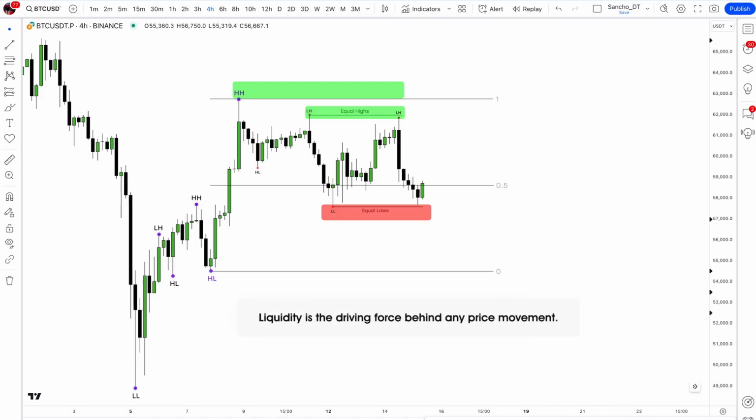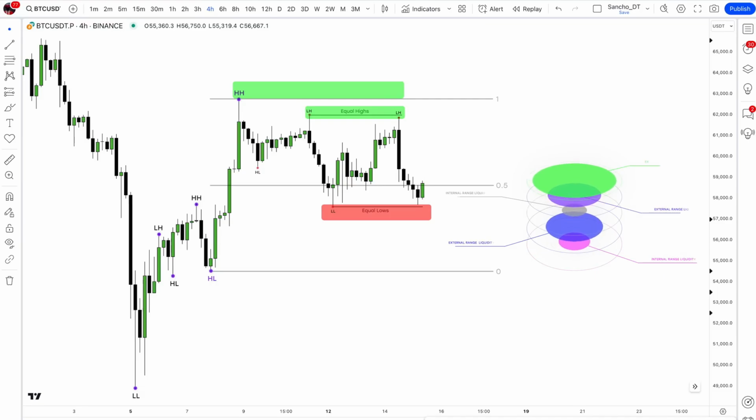Liquidity is the driving force of any market movement. The market moves cyclically, transitioning from one liquidity zone to another, creating patterns observed across all markets and timeframes. To better understand this dynamic, you need to study the concept of internal and external liquidity. This will give you a clear understanding of price movement and its causes. Understanding these processes is the key to stable and profitable trading.